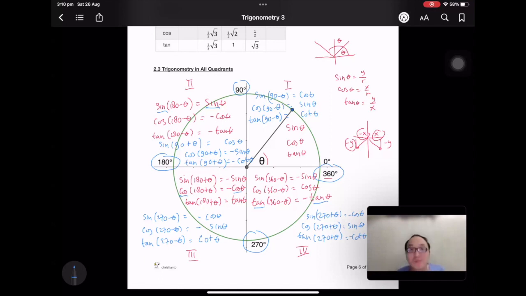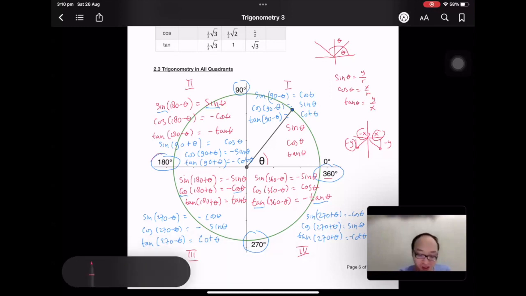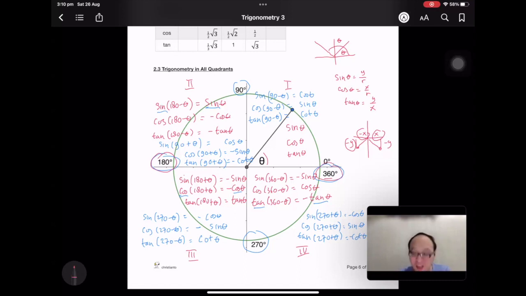So my suggestion is you just need to use 180 and 360 to have the same function across the quadrants. If you use 90 and 270, the function changes: sine into cos, cos into sine, and tangent into cotangent. But if you use 180 and 360 in the conversion, you can have the same trigonometric ratio.